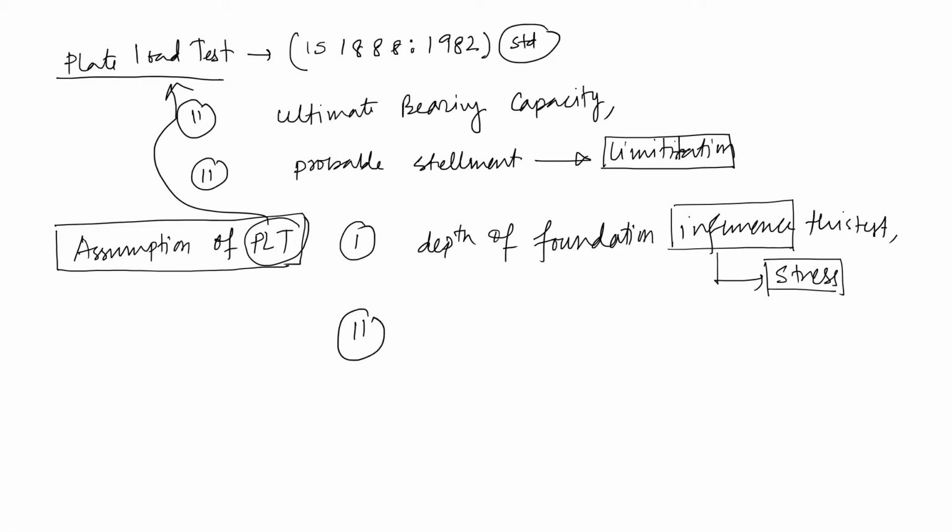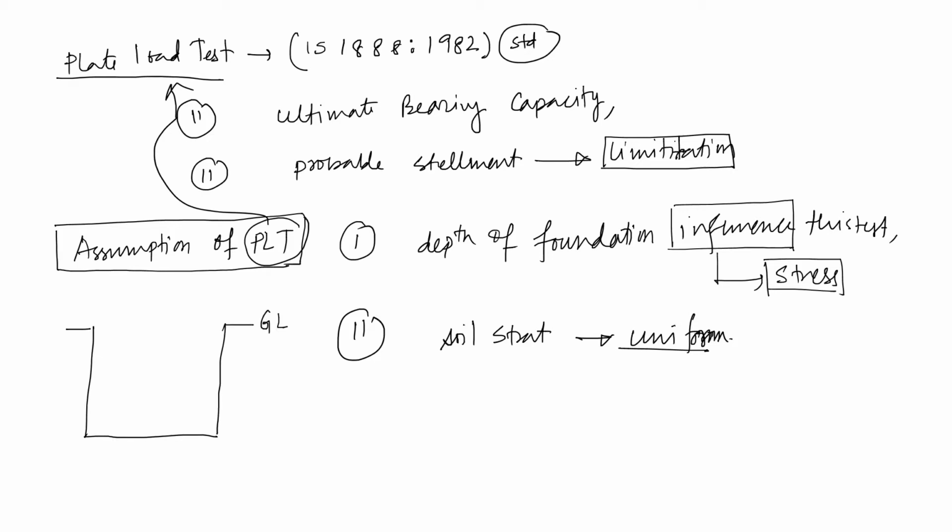Point number two, the soil strata should be uniform. If you try to draw the picture, this is your GL and you excavate, this is your soil surface, that should be uniform, and that is the D which can influence the stress. Okay, so those are the basic assumptions.